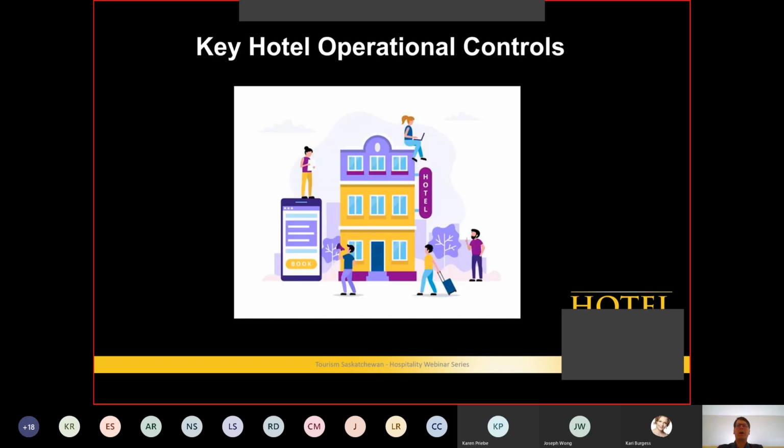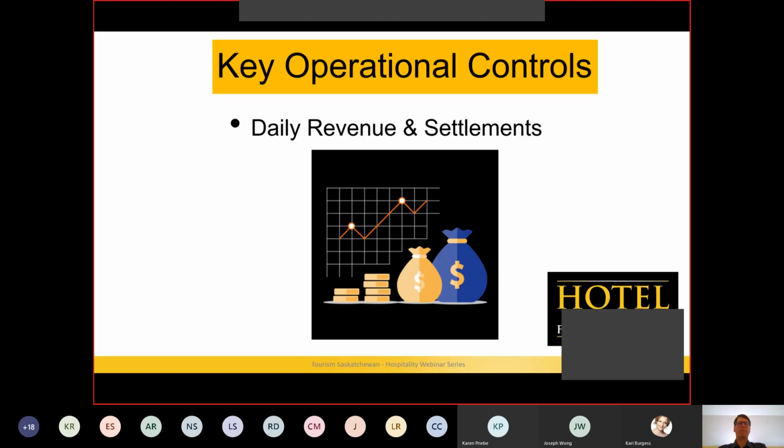Okay, key hotel operating controls. So we have a lot of controls inside of our hotels, but there are some that really trump each other. One is clearly understanding that revenues and settlements must be done every single day. So in other words, we need to balance our books inside of the hotel every single day, run all the reports we need to, make sure that everything balances, make sure that the daily revenue journal is posted properly, and that all of our subledgers balance. And if you've never gone through this process inside of your hotel, you really need to, because it's kind of the backbone of what happens from a revenue point of view inside of our hotel.